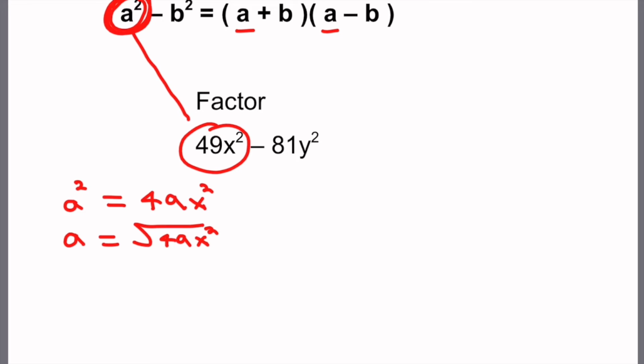And this is where the perfect square comes into play. We're basically checking right now to see if 49x squared is a perfect square. And it actually will be. If we square root this thing, the square root of 49 is 7. And the square root of x squared, like we just talked about, is x. So that means now that our value of a is equal to 7x. Okay, so far so good.